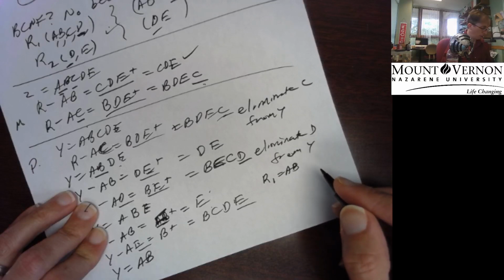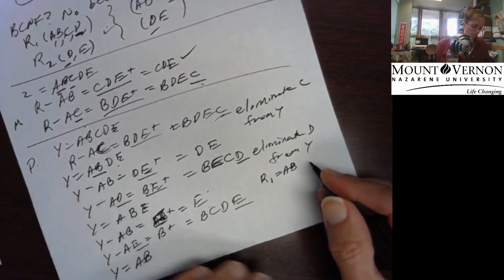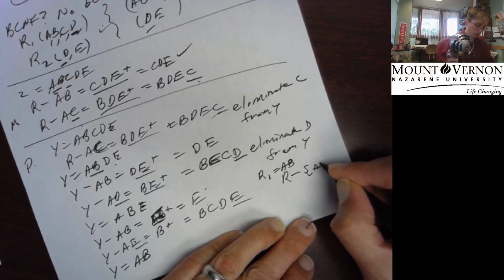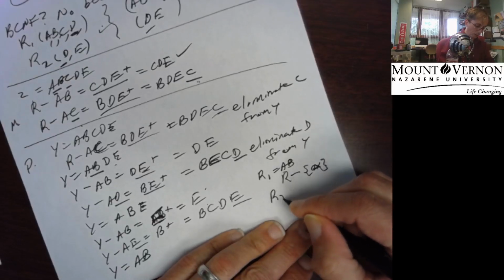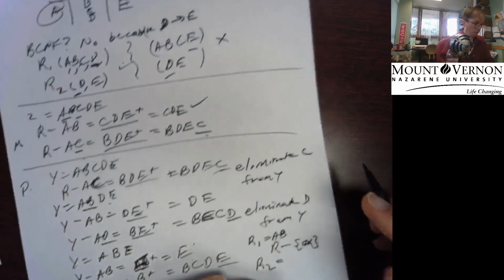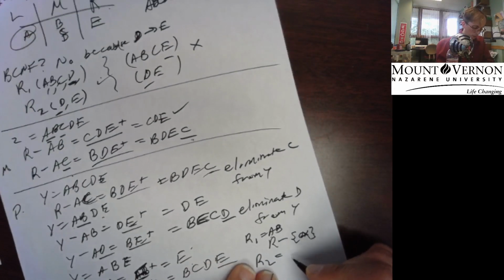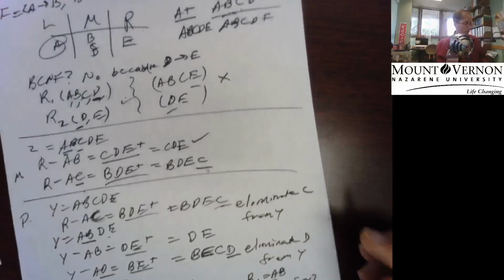R1 equals AB. So now I have this, and what I can do now is go back to my main step and look for violations, and also when I do this, I do R minus the alpha, or the left side. So my R2, from the original relation with A, B, C, D, and E, is going to be B, C, D, and E. So let's do that.